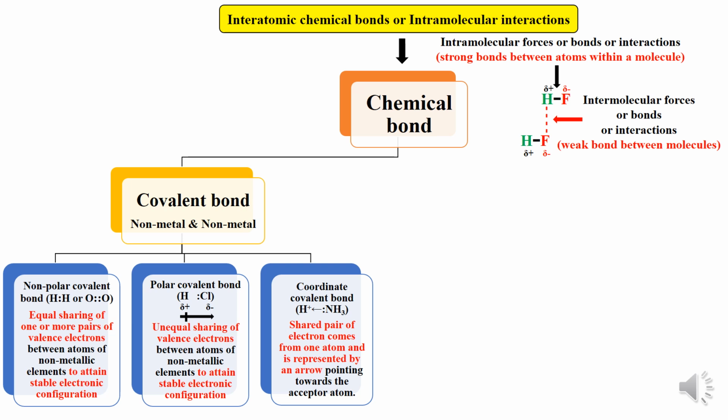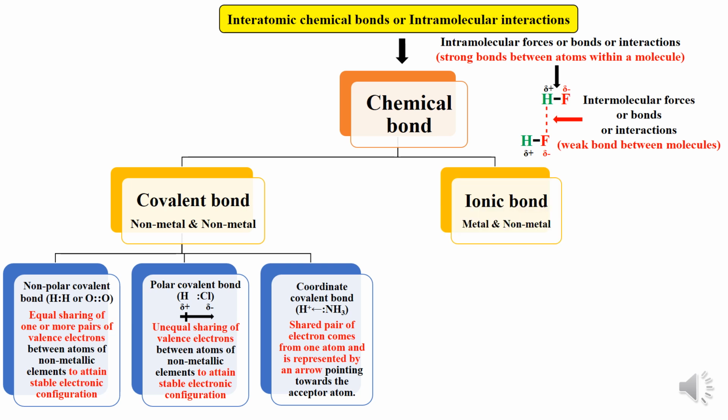So again, in case of coordinate covalent bond, you will find a mutual sharing of electrons between the atoms involved in bond formation. But a highlighting feature of coordinate covalent bond is that the shared pair of electrons comes from only one atom, or the same atom, and is generally represented by an arrow pointing towards the acceptor atom and away from the donor atom. So here the donor atom is the nitrogen atom of ammonia, and the acceptor atom is the hydrogen atom of the hydrogen ion.